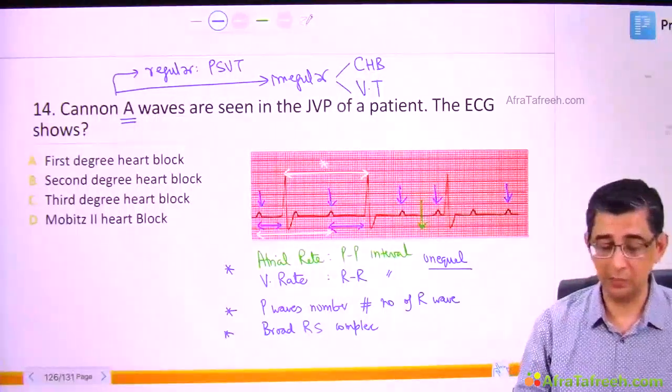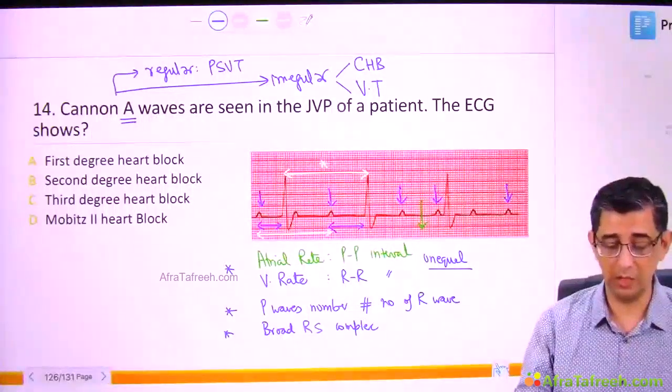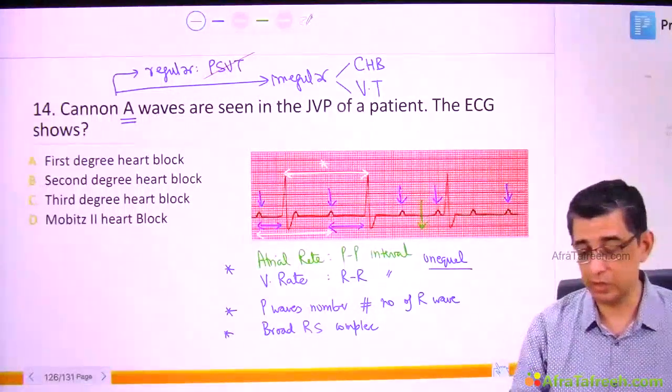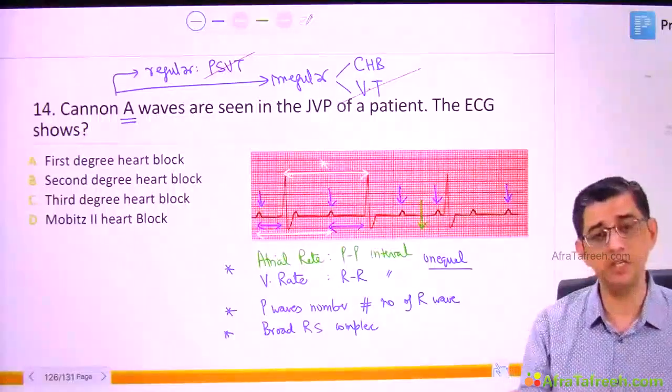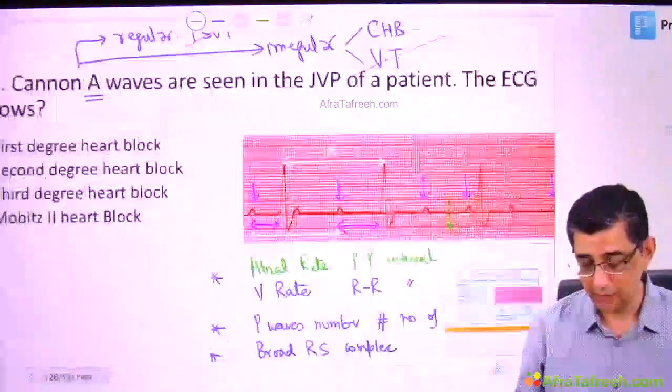You will notice that in PSVT there should be a narrow complex QRS. In this case, there is no narrow complex QRS, so I am ruling out PSVT from the options. When it comes to VT, heart rate should again be more. So tachycardias can be straight away ruled out as causes of Cannon A waves in this ECG. This ECG is definitely having a bradyarrhythmia.